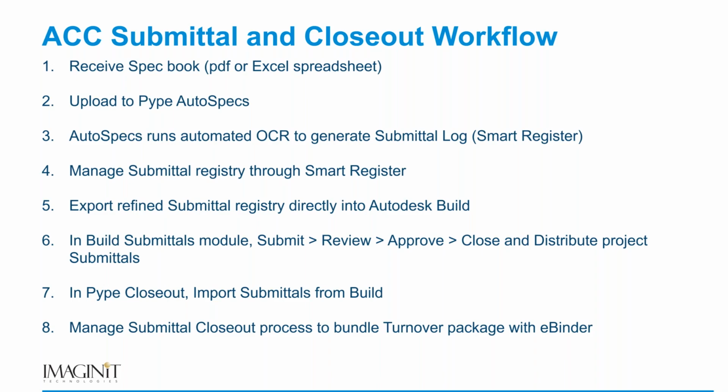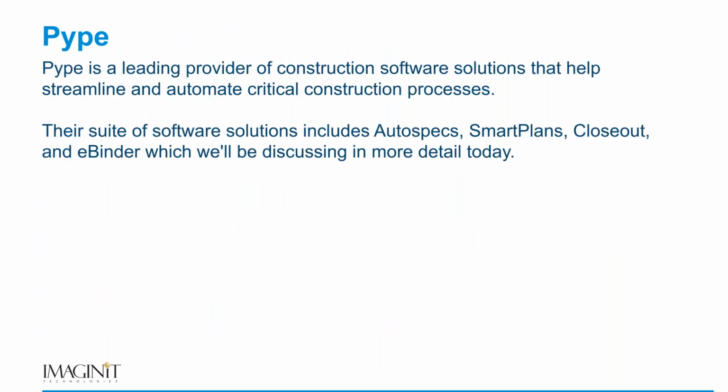And then using Pype Closeout, we can import those submittals from Build and track the progress of our documentation and anything that is incomplete that requires closeout documentation. So as a general contractor, it gives us good insight and oversight over all of the required documentation that we need for that final closeout. And then, as I mentioned before, we can bundle that into our turnover package through eBinder and share that out with an owner through a link.